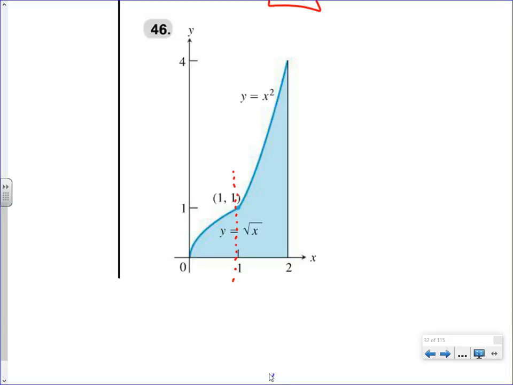So how would I write this problem? I'm not going to take time to solve it, but how would I write it? The integral from 0 to 1 of square root x dx plus the integral from 1 to 2 of x squared dx. Cool?